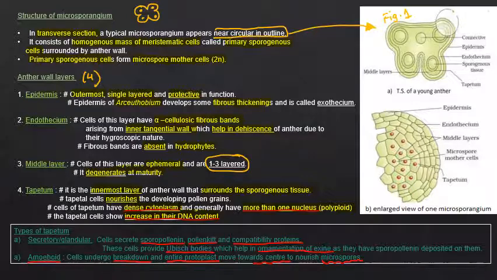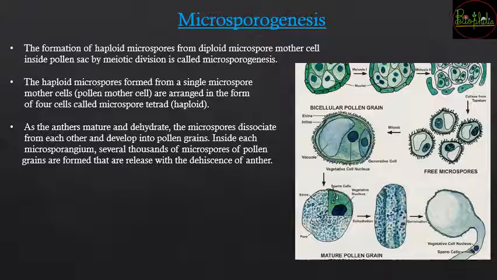सो मेजरली अमीबॉइड टैपेटम का काम होता है for providing nourishment, whereas the secretory is going to provide extra functionings for the pollen grains. Now let's see a very important process that is called as microsporogenesis. Microsporogenesis क्या होता है? That is going to be formation of haploid spores from diploid microspore mother cell, right?